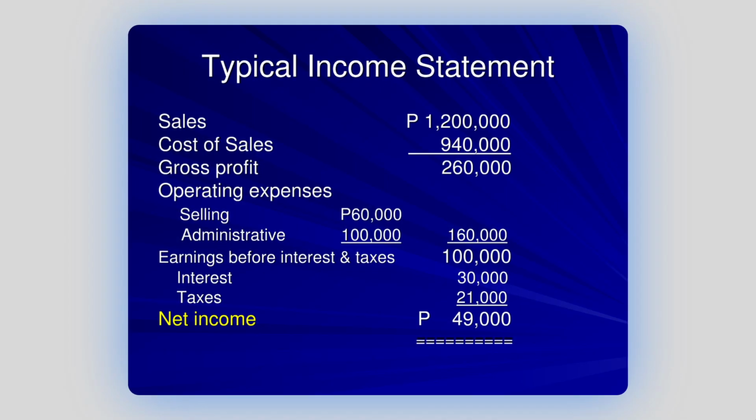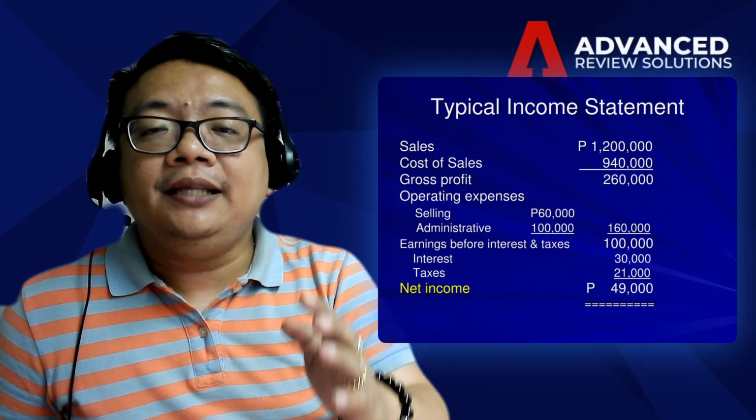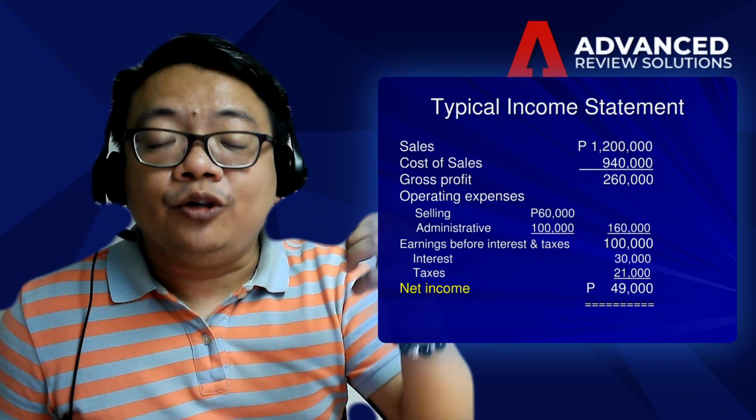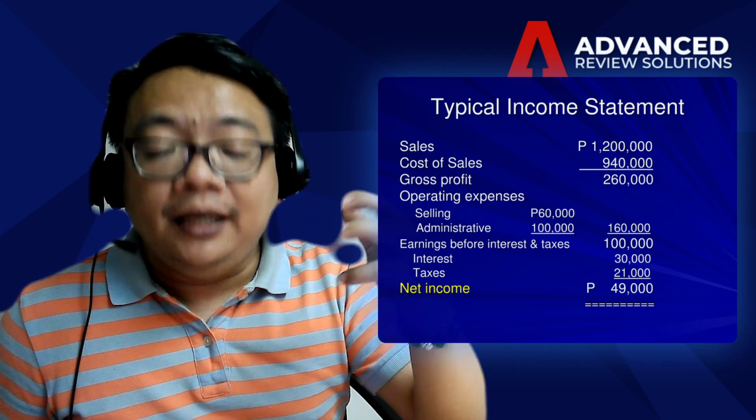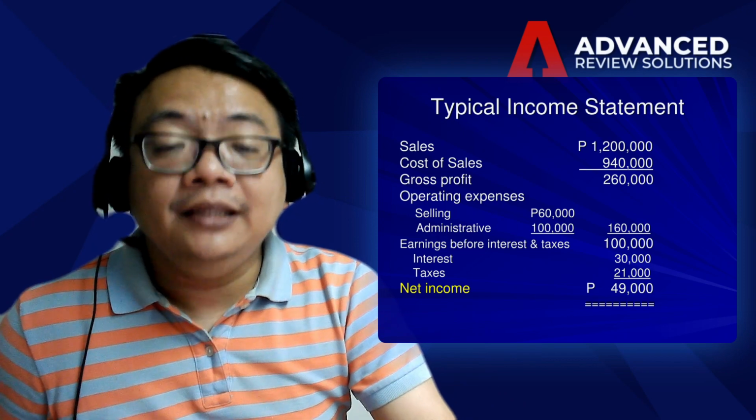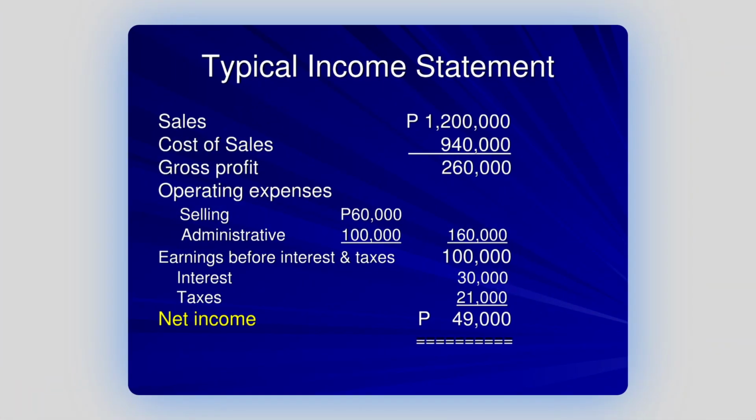A typical income statement wherein you have your sales of 1.2 million, your cost of sales of 940,000, your gross profit of 260,000, and we have our OPEX, your selling and administrative expenses, and we have your earnings before interest and taxes, then we have your interest and taxes, and all in all, that would be your net income. Again, the typical income statement has your sales, your cost of sales, your gross profit, and up to your net income.